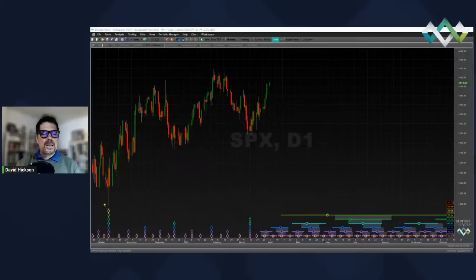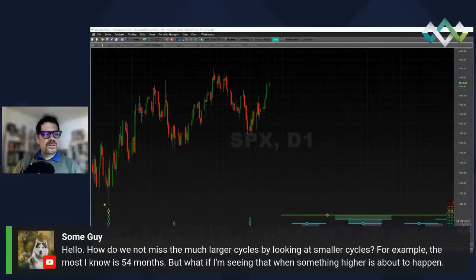And here's a question that I think has to do with what I've already spoken about. How do we not miss the much larger cycles by looking at smaller cycles? For example, the most I know is 54 months, but what if I'm seeing that when something higher is about to happen? Okay, so I think that has to do with my comment earlier about not taking too seriously the position of the 9-year cycle trough. I'm assuming that is what that question has to do with.